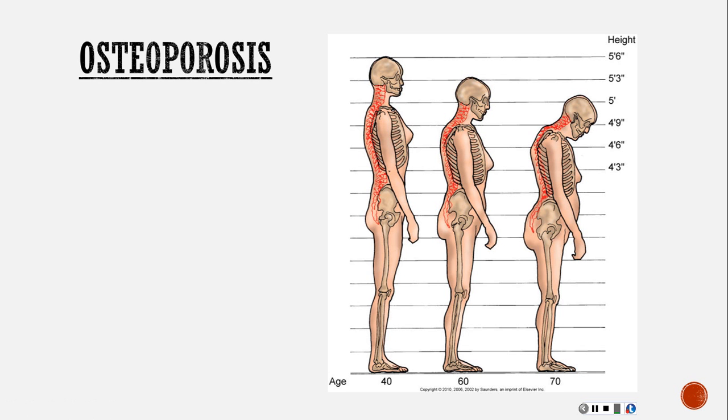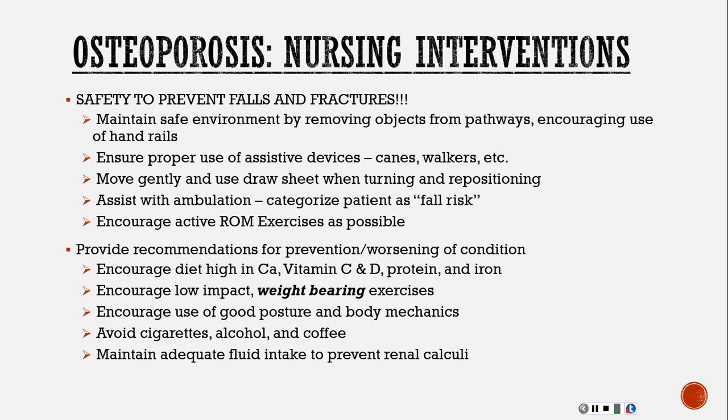So what do we do as nurses? This is the important thing. Safety to prevent falls and fractures. For a patient that has osteoporosis, safety is going to be the priority. We want to maintain a safe environment by removing any object from pathways, and also encourage the use of handrails. Ensure proper use of assistive devices, including canes, walkers, any other assistive device.